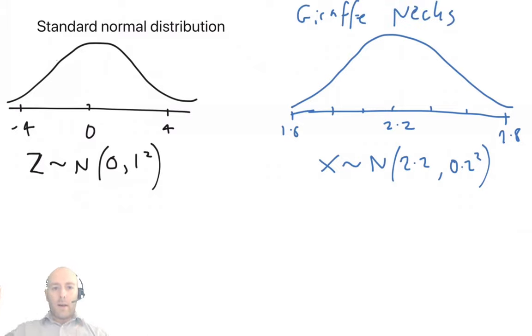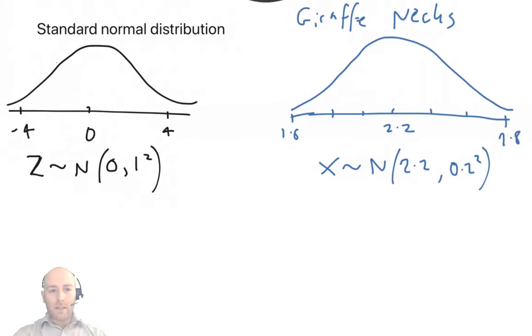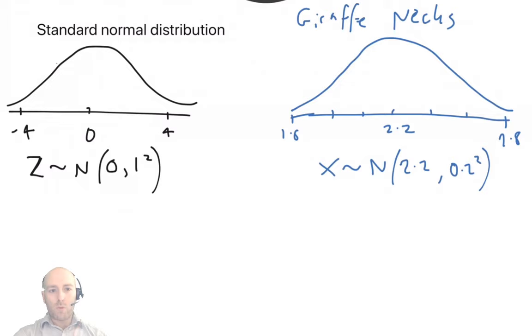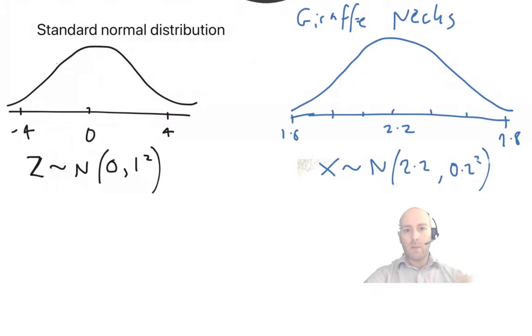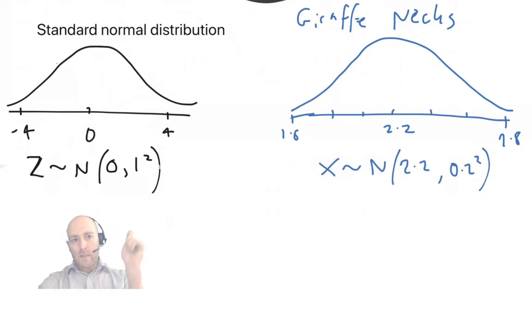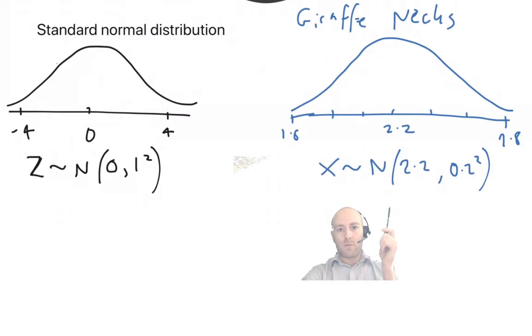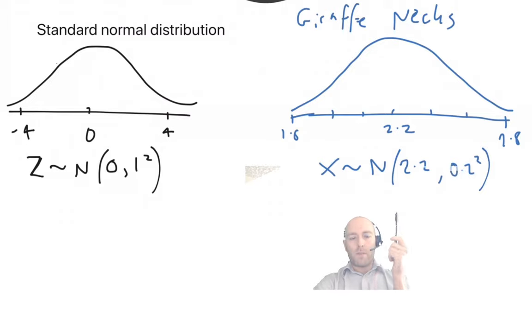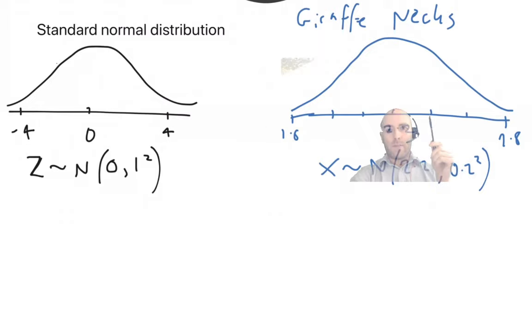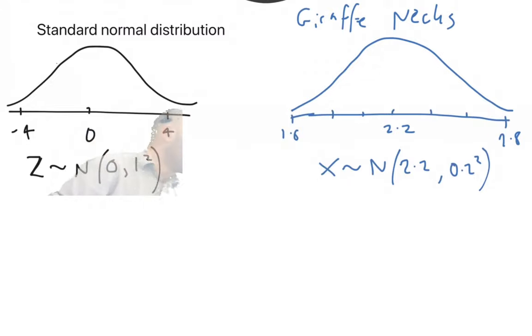So if we want to work out any probabilities on our giraffe neck distribution, this one here, we have to turn this distribution into this distribution. And this is what the calculator does automatically, but we're going to have to be able to do this manually as well so we can solve some extra questions. So the way we do that, think about it like a transformation. We have to transform this bell shape into this bell shape.